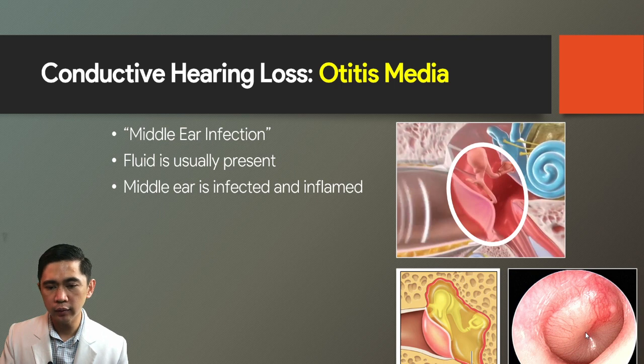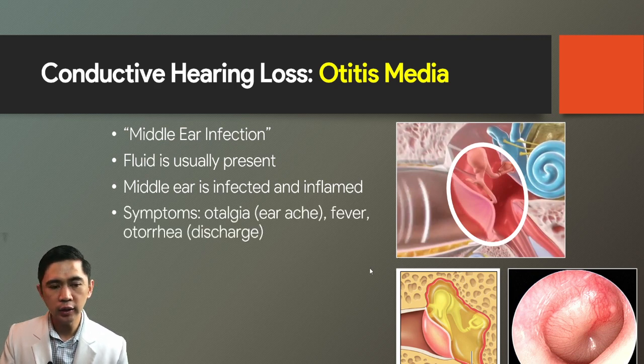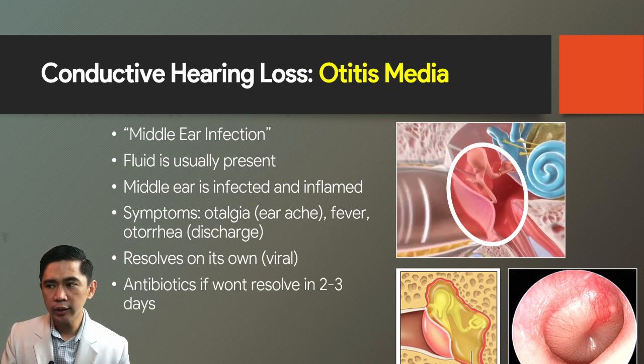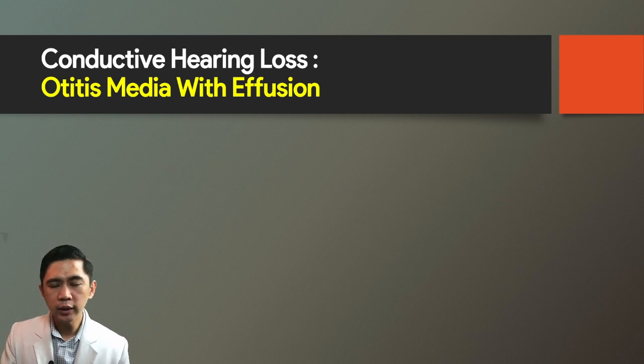We are looking at it through the otoscope. In this case, the presence of infected fluid will hamper the efficient movements of the ossicles, and thus hearing is dampened. Symptoms of otitis media include earache, fever, and ear discharge. Most cases of otitis media resolve on their own because usually the causative organism is viral. Antibiotics are given if it won't resolve in 2 or 3 days, which suggests that it is already bacterial in nature.